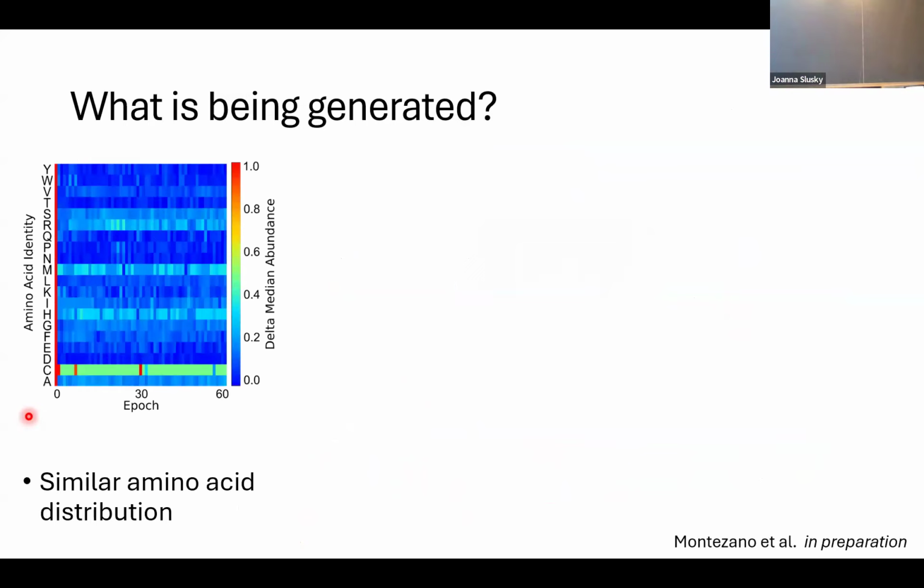So if you look at a beta barrel amino acid distribution, and now we're looking at epochs on the x-axis, I told you this is training time. On the y-axis, you've got all the different amino acids. The first generation, it doesn't know what's what, but immediately after, it's able to give you approximately the right distribution. So this is delta median abundance of color, and blue means it's the same, and red would mean it's totally different. And basically, it doesn't get cysteine so right, but other than that, it's really pretty close.